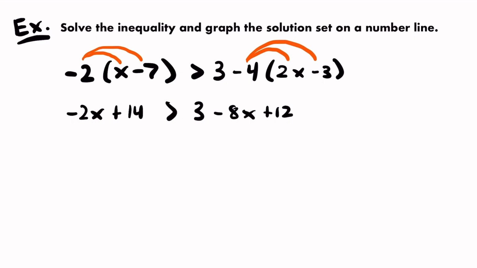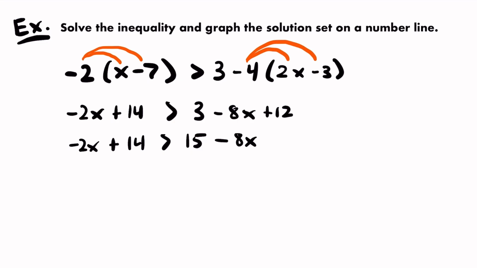And the next thing that I notice here is that we do have two like terms on this side of the inequality. 3 and 12 are both constants that we can combine. 3 plus 12 is 15. So we'll have negative 2x plus 14 is greater than 15 minus 8x.